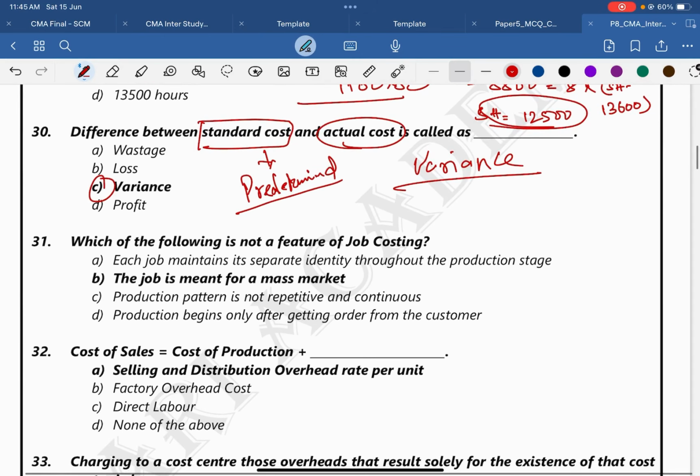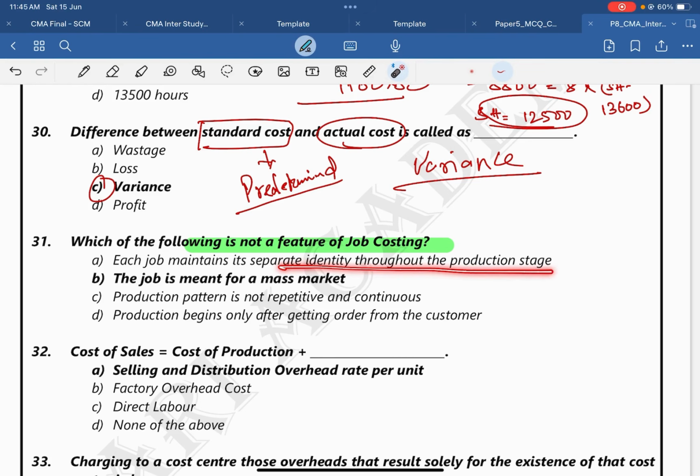So it is a variance. Then which of the following is not a feature of job costing? Each job maintains its separate identity throughout the production stage. The job is meant for mass market. Yes, job costing is not a means for mass market.